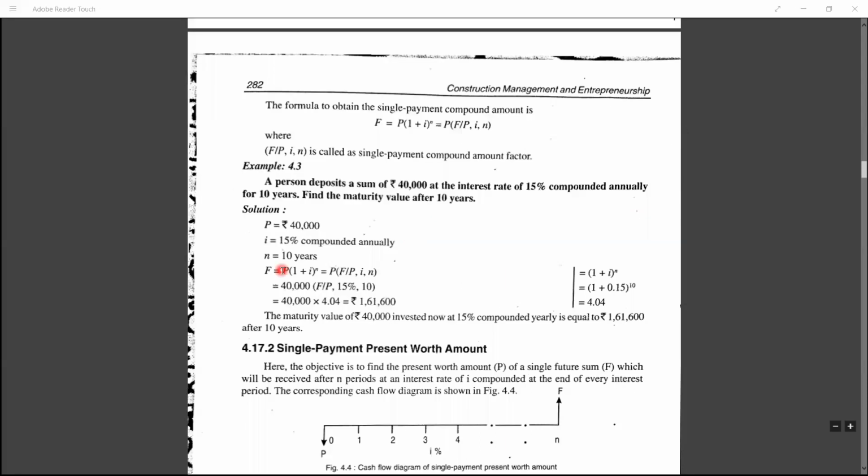See, for this problem, a person deposits a sum of rupees 40,000 at an interest rate of 15% compounded. See, already it is given as compound interest here. You need not calculate the time value of money and simple interest. And for 10 years, it is asking for 10 years. What is the maturity value after 10 years? Whatever amount you are depositing for 10 years, what amount are you getting at an interest of 15% after 10 years? Read this question properly, because sometimes it may confuse you.